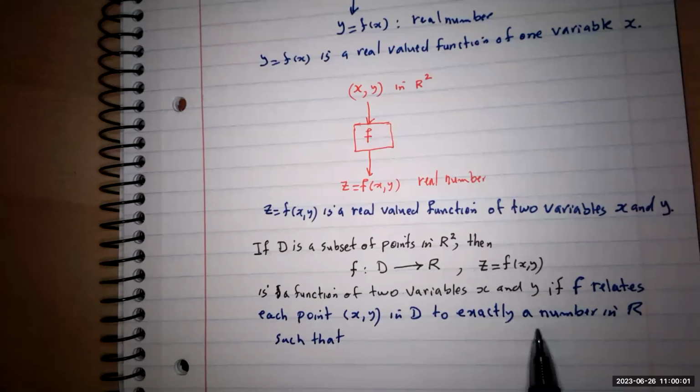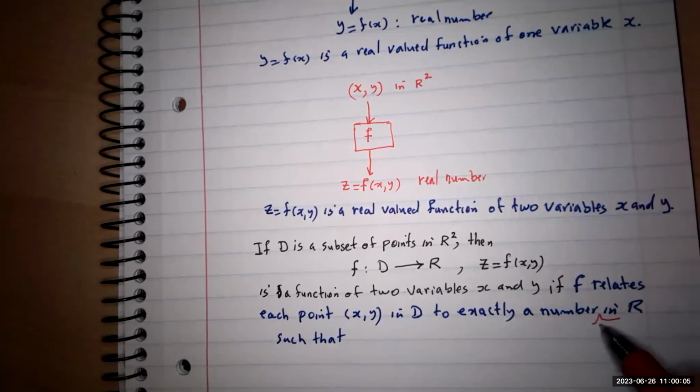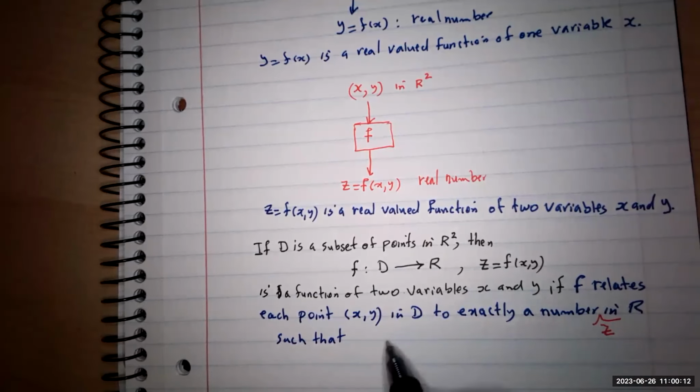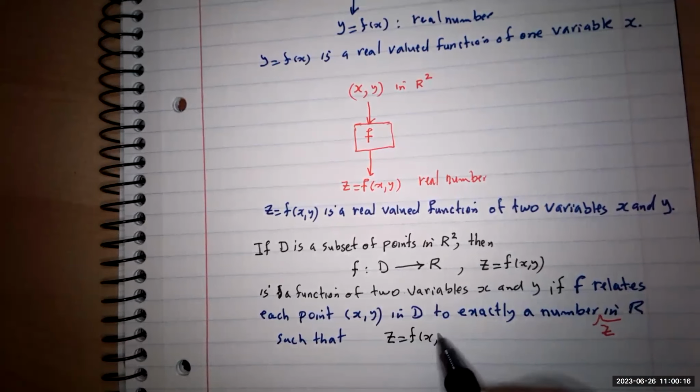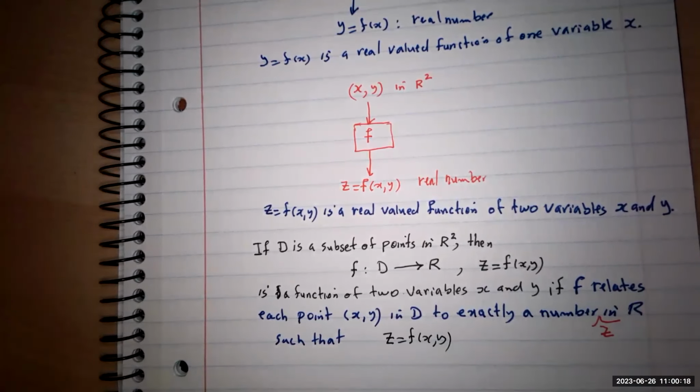So exactly a number, let's say a number z in R, such that z equals f of x comma y. This is the official definition of a function, and it's always the same. You know that you can even define this function for vector spaces. Any question? So D is a subset of R2.